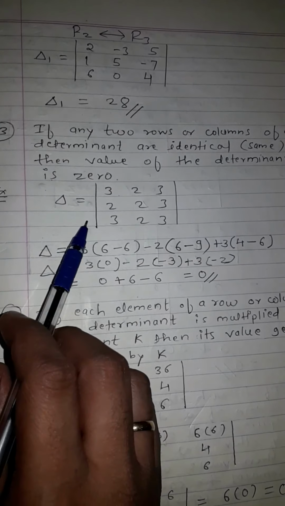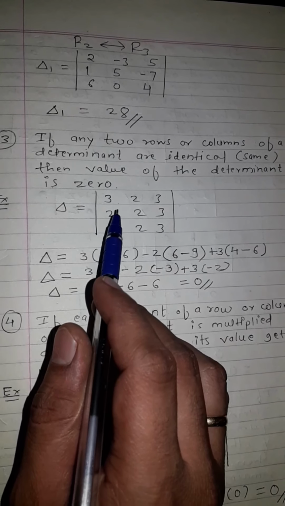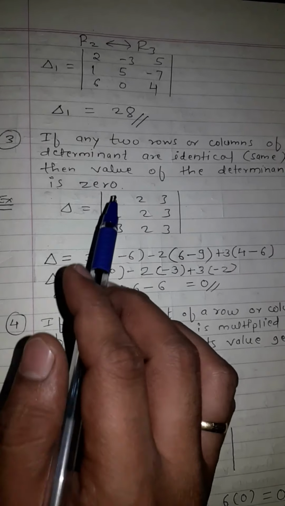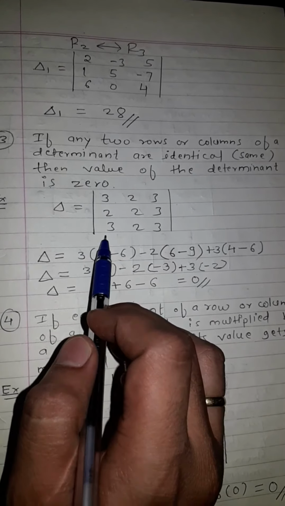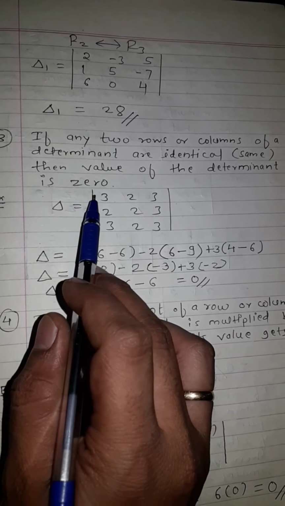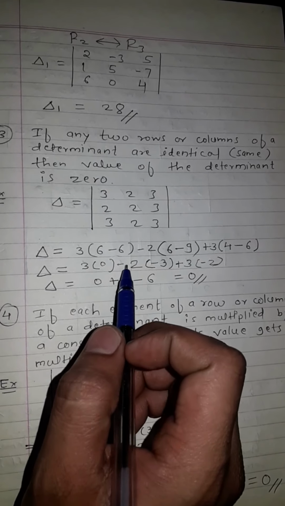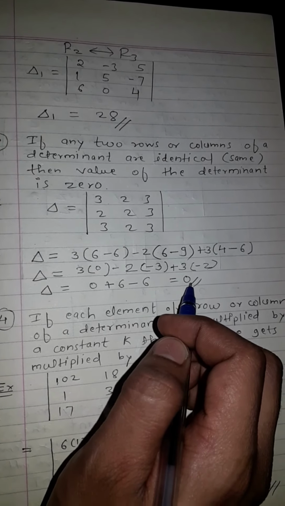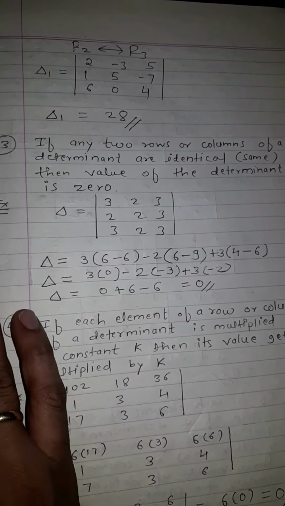Here is delta, and I have directly taken an example. First row is 3, 2, 3, second row 2, 2, 3, third row is 3, 2, 3. If you observe this determinant, the first row and the third row are the same, since their corresponding elements are the same. Therefore, when 2 rows are the same, the value of the determinant is 0. I have verified that here by expanding, and expanding also gives 0. The time we spend on expansion can be saved by applying this property in the exam.